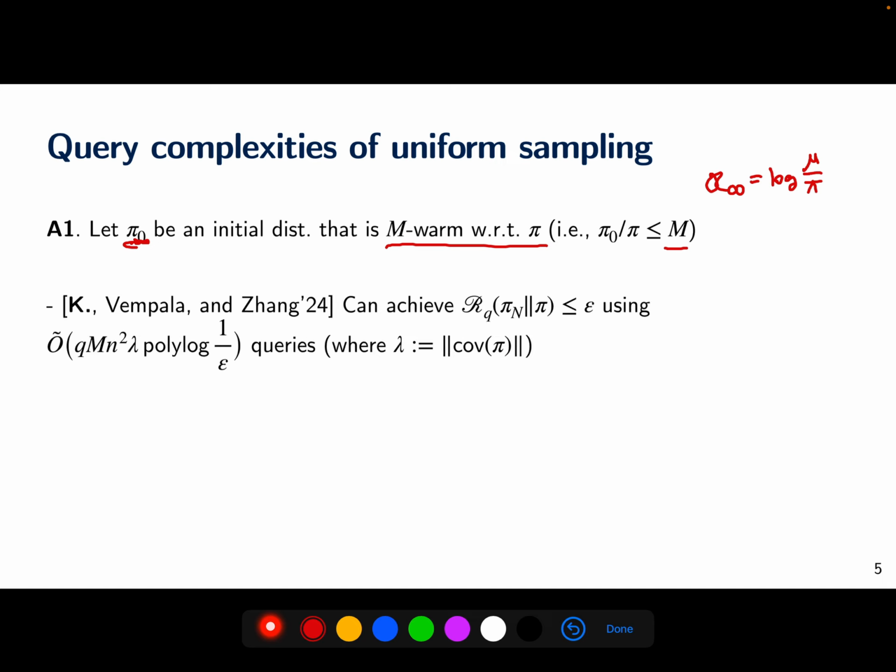As a quick side note, this Rényi-q guarantee follows from the Poincaré constant of the target distribution phi, whereas this Rényi-infinity bound comes from the LSI, the log-Sobolev inequality, for the target distribution phi.